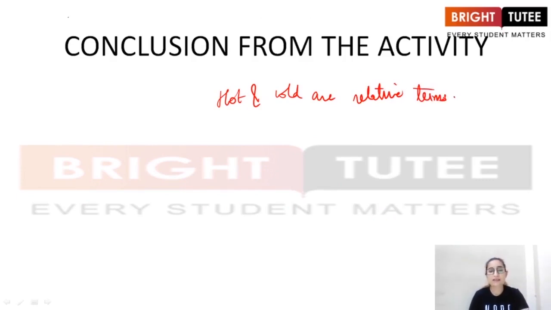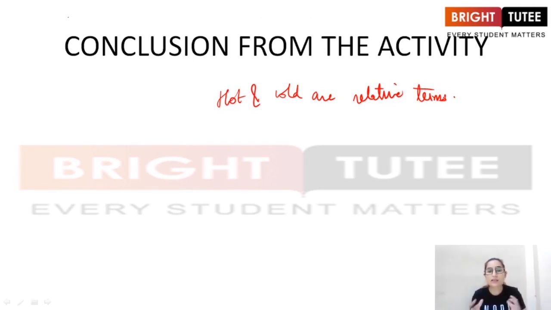This statement tells us that one body can be hot, but there can be another body which is hotter than it, right? And there can be a body which is cold, and there can be another body which is colder than it. So these terms are relative. We cannot fix a word hot to something, right? Because the normal water that we just saw in the activity was acting hot for our left hand and acting cold for our right hand. While it was the same, right? It was not hot or cold, it was normal.